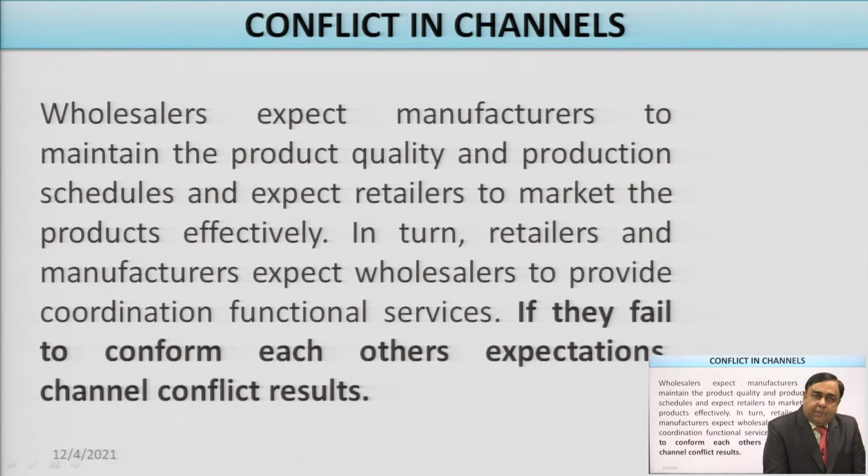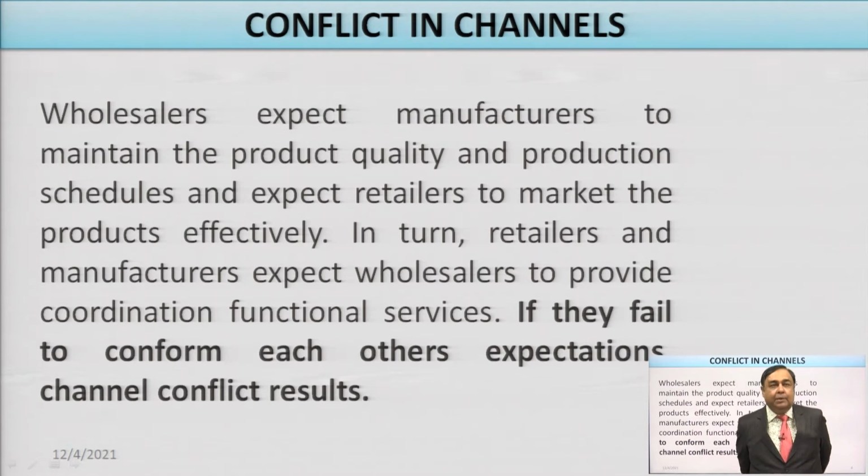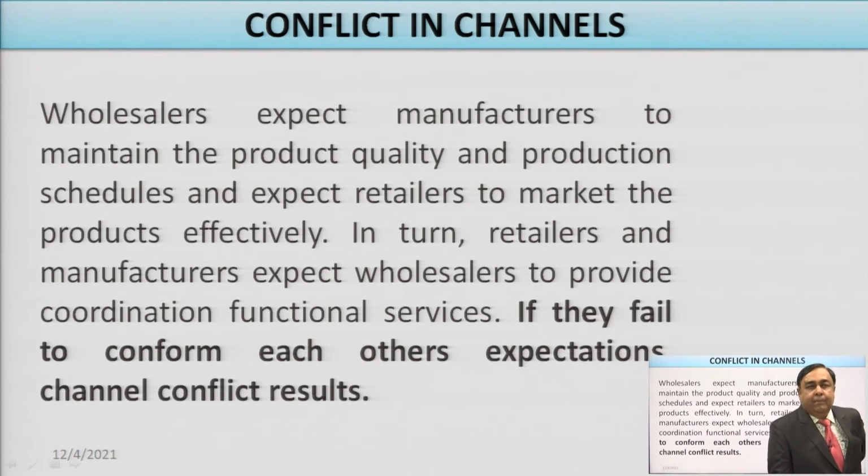The wholesaler expects the manufacturers to maintain the product quality and production schedule, and expects the retailers to market the products very effectively in a proper time. In turn, the retailers and the manufacturers also expect the wholesalers to provide them a very coordinated functional service.